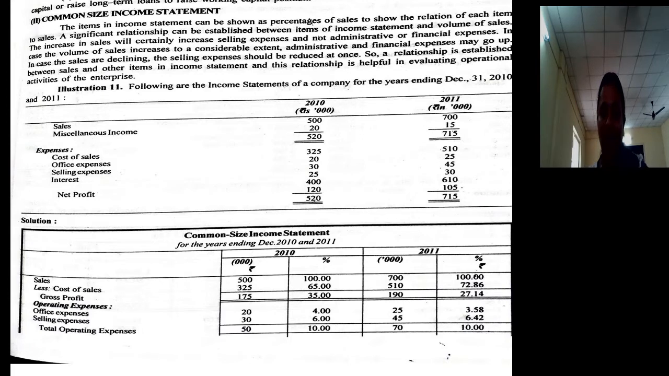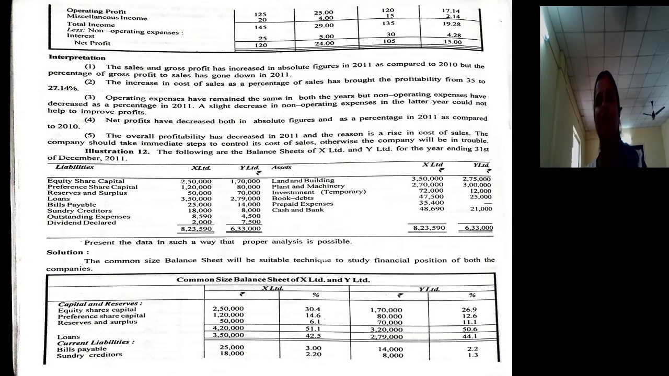So, 27.14% of sales of 2011 is gross profit. 10% of sales of 2011 is total operating expenses. If 700 is 100, what is 120? It is 17.14. If 700 is 100, what is 15? It is 2.14. If 700 is 100, what is 135? It is 19.28.